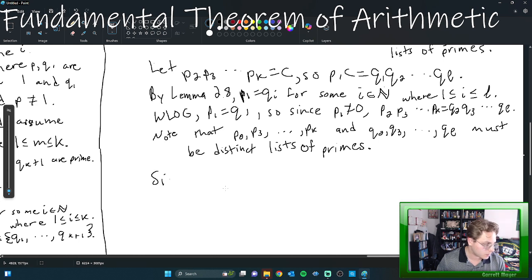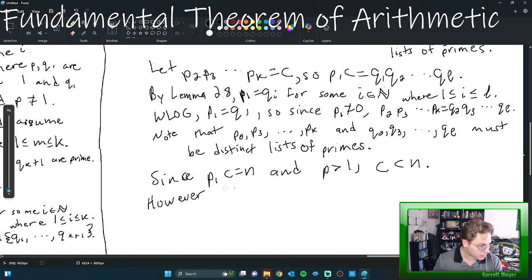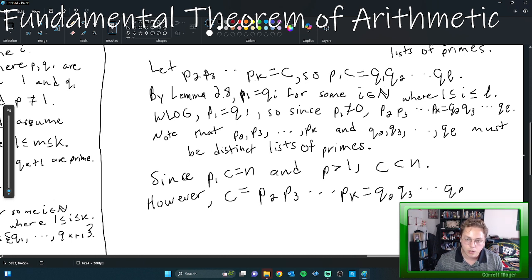So since p1 c equals n and p is greater than 1, c has to be less than n. However, c equals p2, p3, ..., pk. Remember from how we defined it before. So that also means that it equals q2, q3, ..., ql.